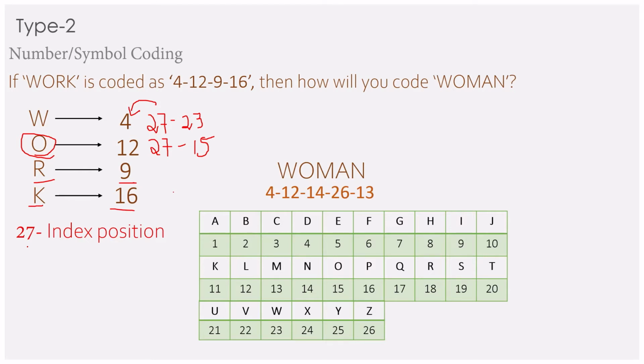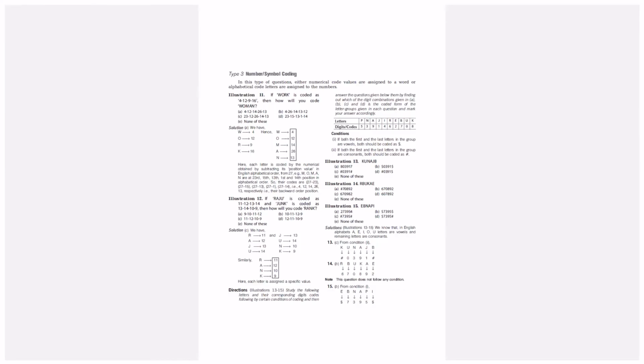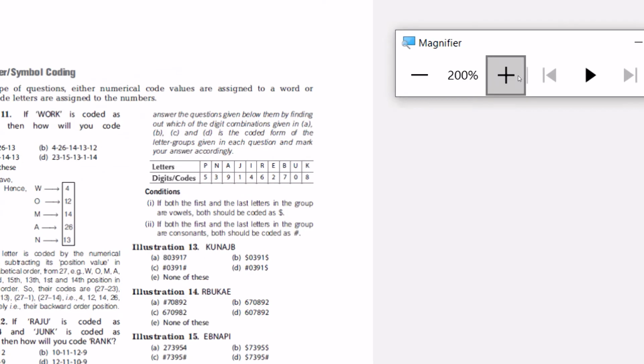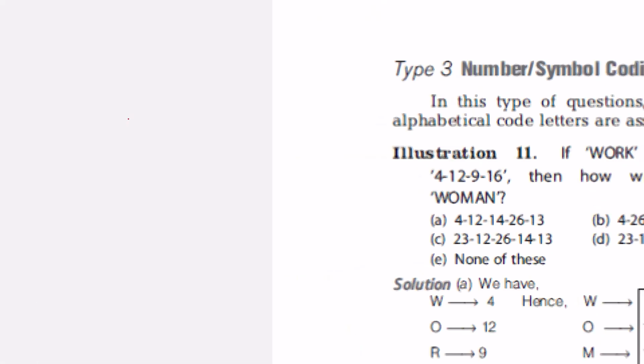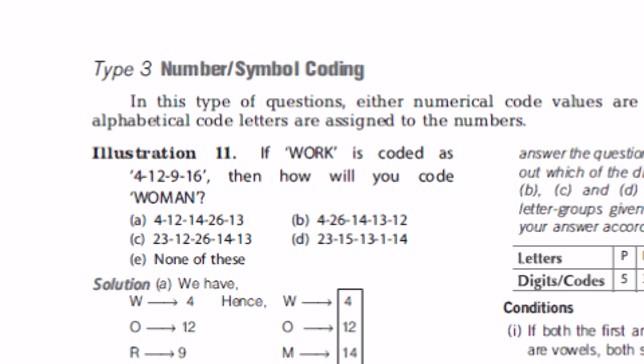In the next one, let's see some more patterns of type 2, that is number coding. If you see here, let me zoom that for you. One second, guys. Yeah, I have the magnifier over here. It's at 400%. I think that will be enough.